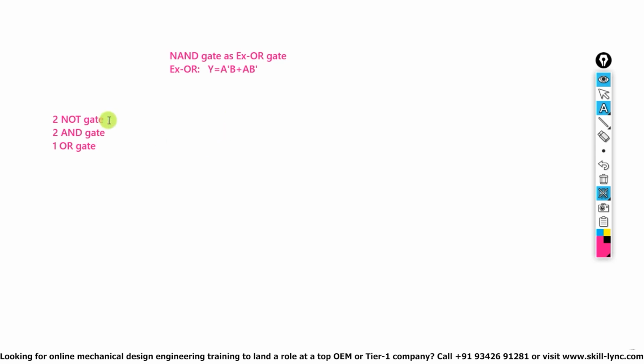And as we know from the previous lecture, a NOT gate consumes one NAND gate. It means two NOT gates consume two NAND gates. AND gates consume two NAND gates each, so 2 into 2, 4 NAND gates are required here. The OR gate consumes 3 NAND gates. So in totality, the XOR gate will consume 9 NAND gates.